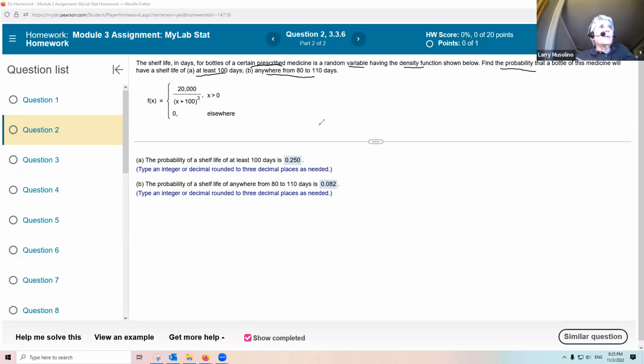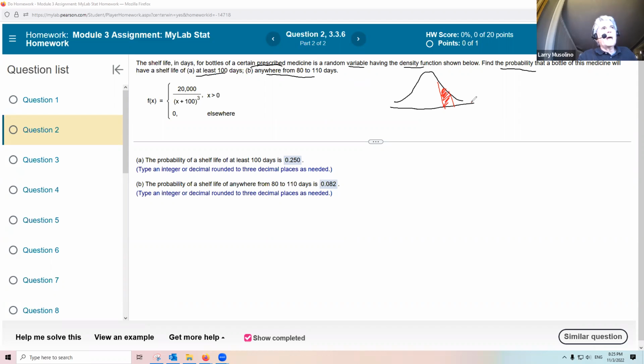When you have a probability density function like they're giving us, and you want to know a probability, what we're trying to do is find the area under this probability density curve. You probably remember this from working with the normal distribution. If you were working with the normal curve and you wanted to know a probability, you ended up finding the area under the curve between certain bounds.